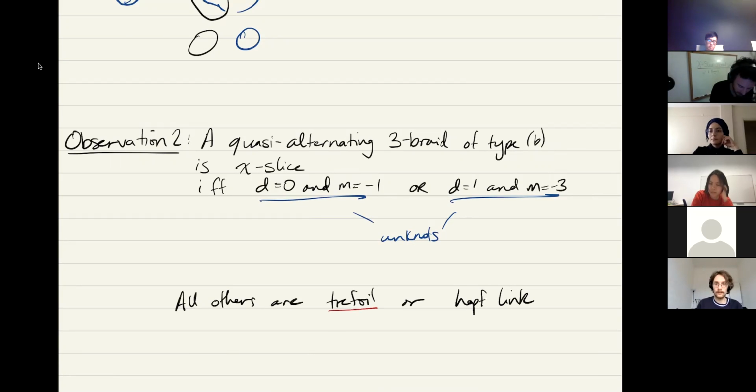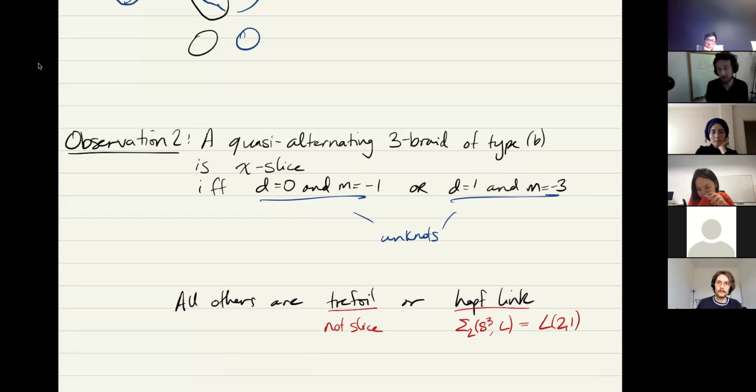And obviously the trefoil is not slice, so not chi-slice. Now the Hopf link is a 2-component link. This is also not chi-slice. One way you can do it is if you look at the double branched cover, and there are a lot of different things you could say about it. If you look at the double branched cover of S3 branched over the Hopf link, you're going to get the lens space L(2,1).